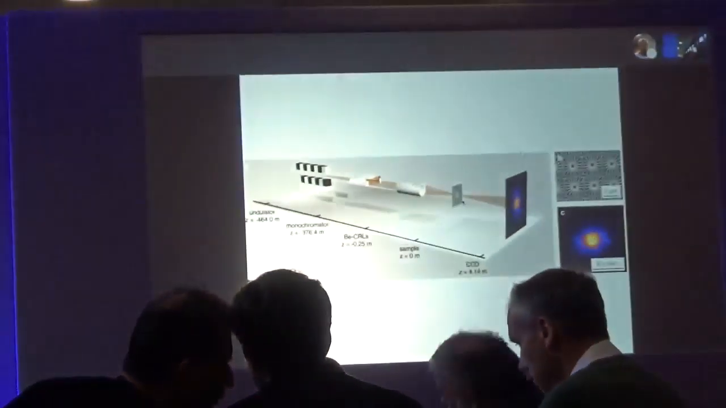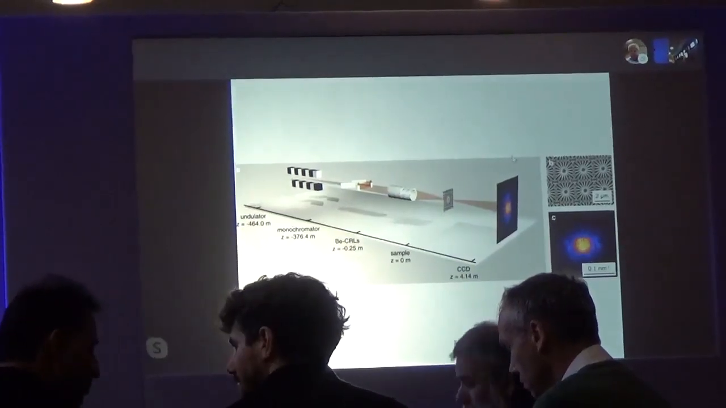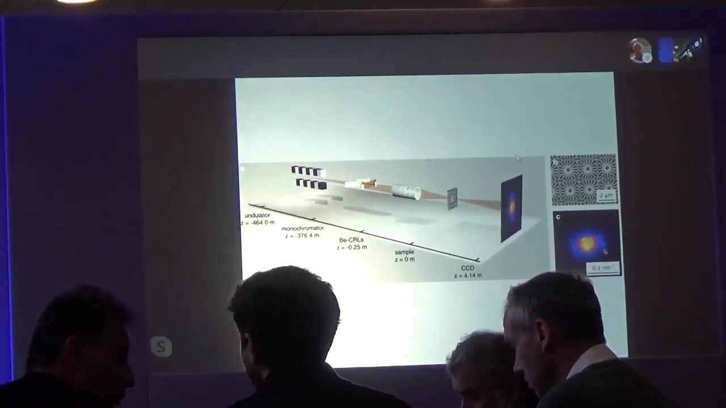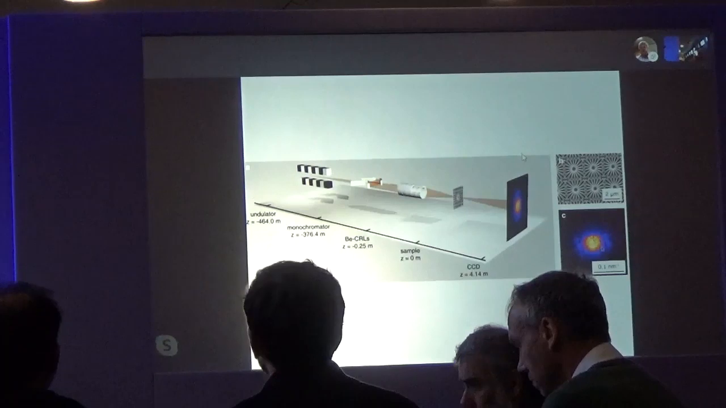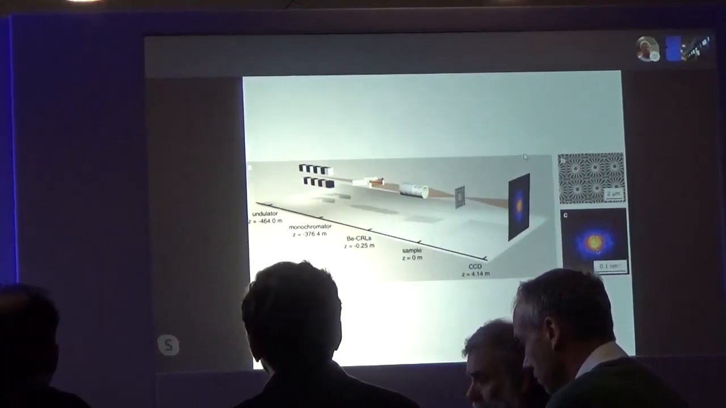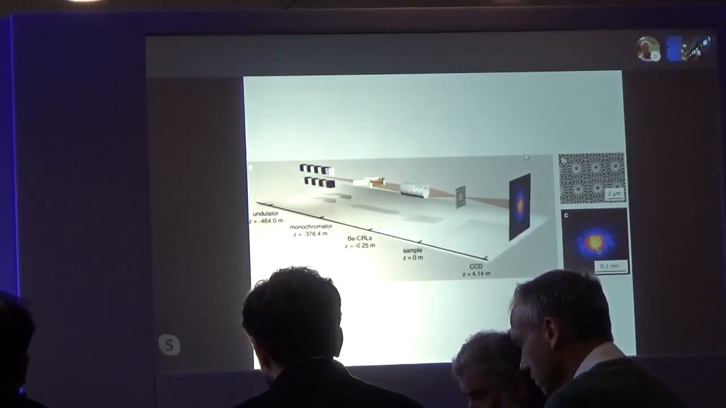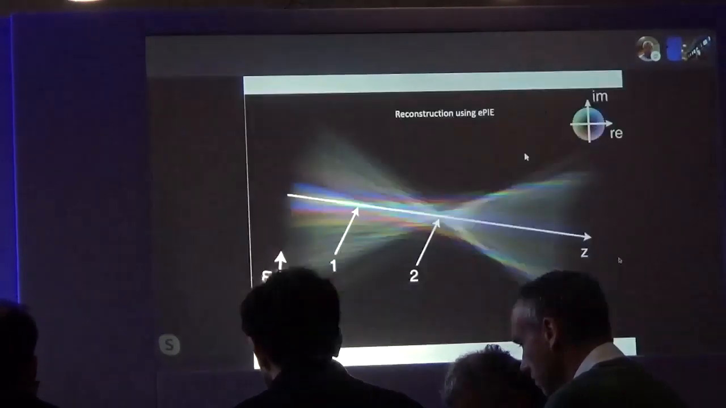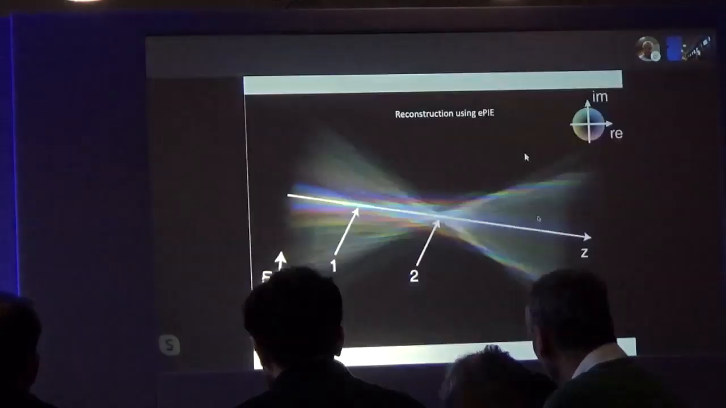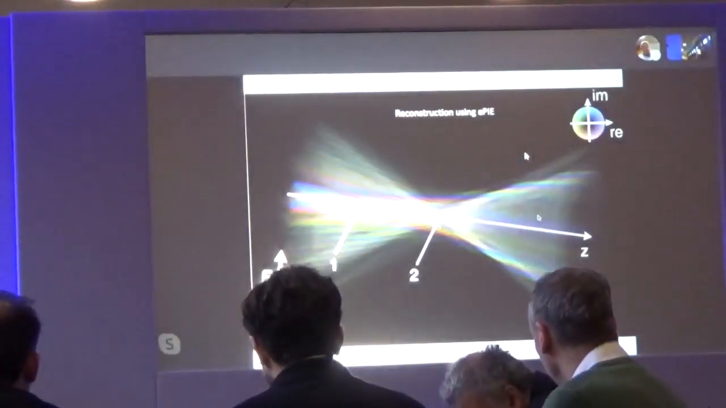You're probably all familiar with this, but here is a test sample. They had a periodic test sample. And this is the illumination function that they solve for. Once you solve the illumination function, it's in complex amplitude, so you can back propagate it and find out what the beam crossover looks like.